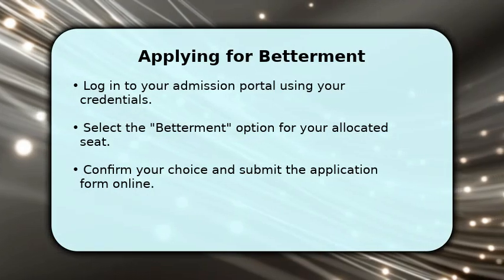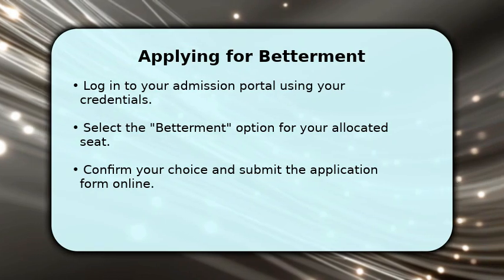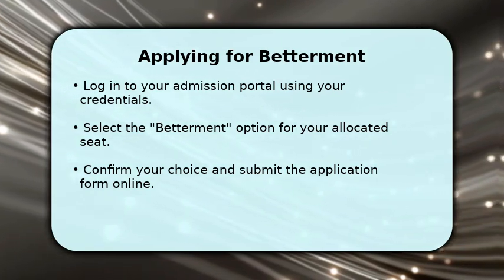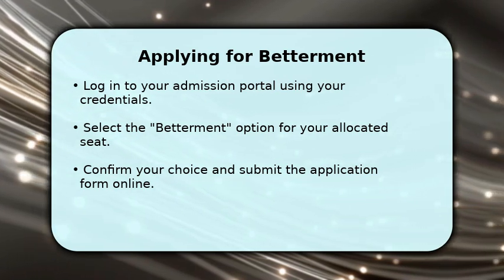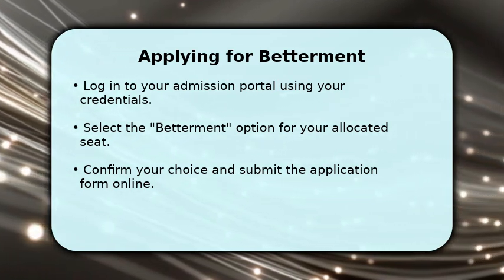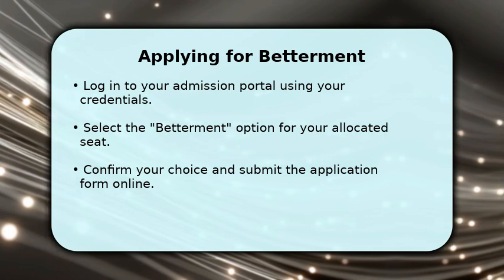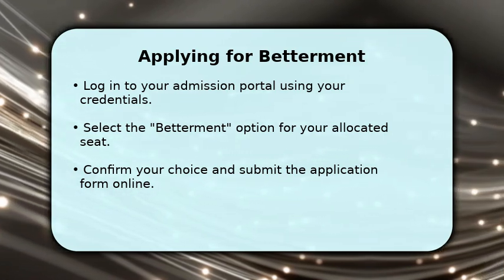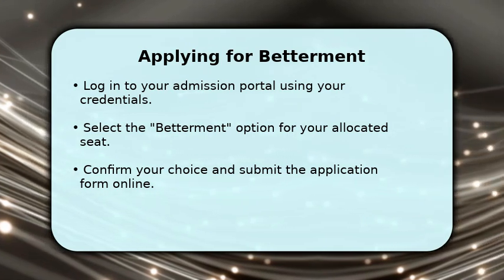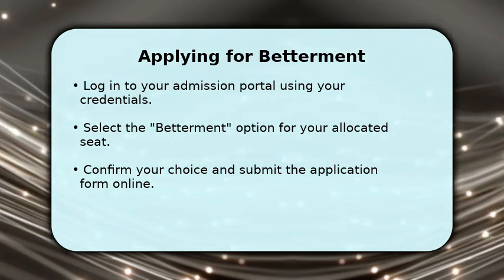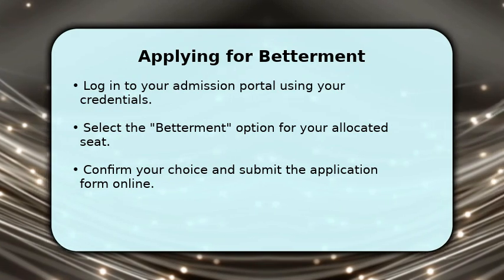Once you've decided to pursue Betterment, the next step is straightforward. Access your admission portal with your unique login details. Locate and click on the Betterment option associated with your current seat allocation. Carefully review your selection, then confirm and submit your application. It's important to complete this step within the specified time frame.